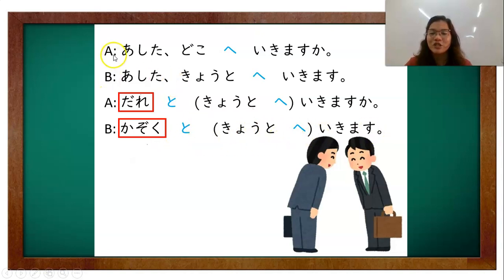Okay, now let's switch roles. Go. Ashita Kyoto e ikimasu. Kazoko to Kyoto e ikimasu. Okay, so that is how you're going to use "to". That means its function is "with".